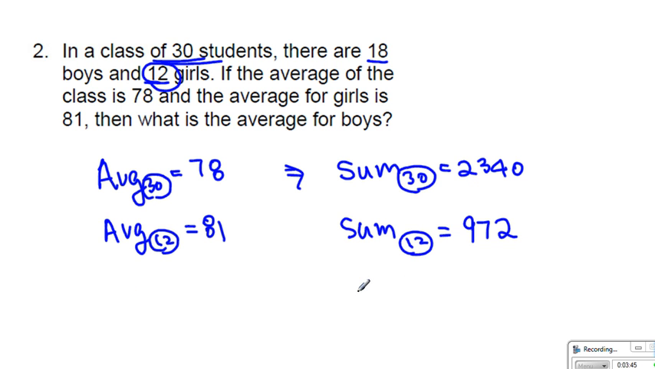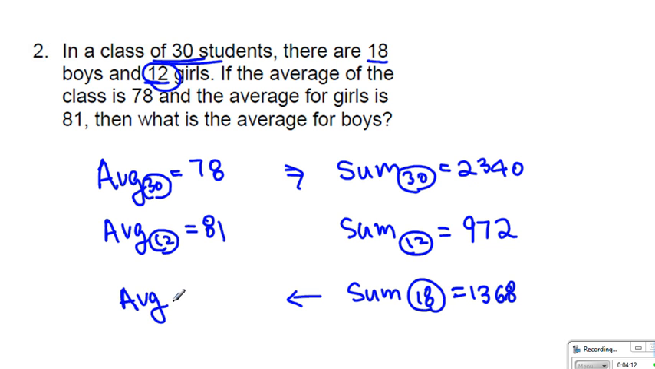That means our sum for 18 boys must be 2,340 minus 972. Then we get 1,368. Now, basically with that, what we like to do is get the average of those 18 students. That means with this number, we divide by 18. Then we'll end up getting 76. Here comes our final answer. Alright, let's continue. Number 3.